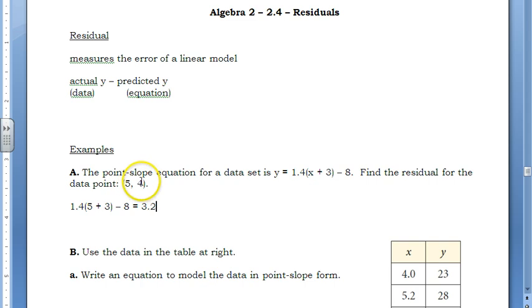I know that the actual y is 4, so if I subtract these and get the difference, that's my error. That's how far off I have from the real answer, and I'm 0.8 off from the real answer. And that's a residual.